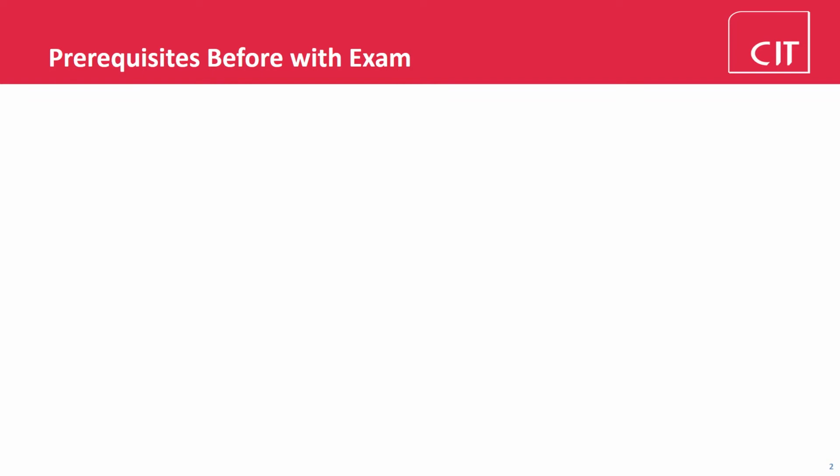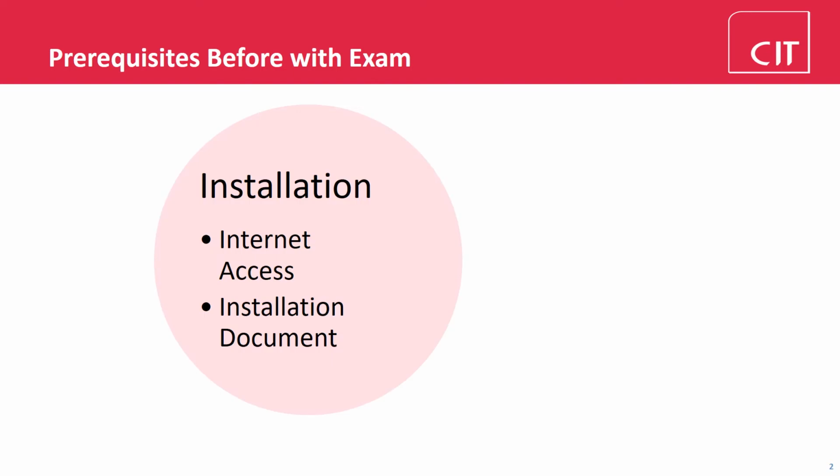So in relation to using Read and Write, there are a number of prerequisites before using it for your online assessments and online exams. The first aspect would be to take care in the installation process, and in order to do that you would need to have internet access on your computer where Read and Write is installed. There will also be an installation document which will be sent to you from the DSS service, which outlines in fine detail how to install Read and Write Gold software on your computer.